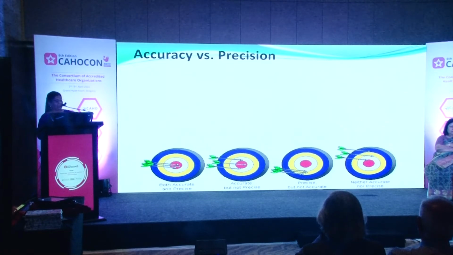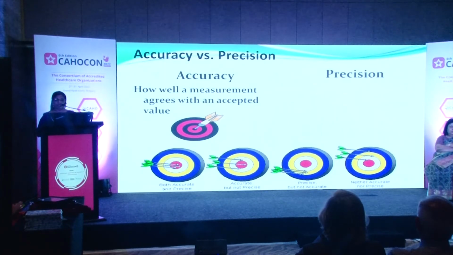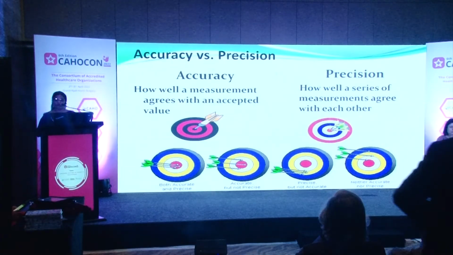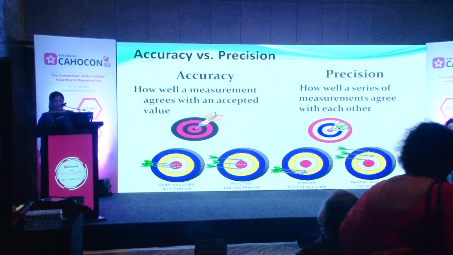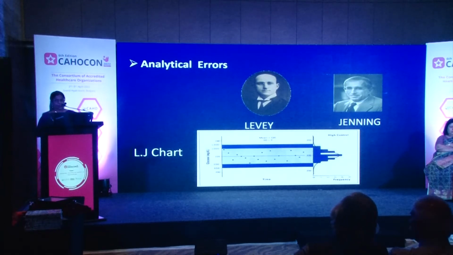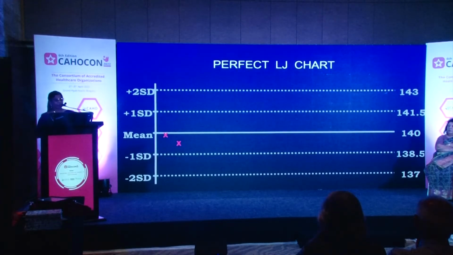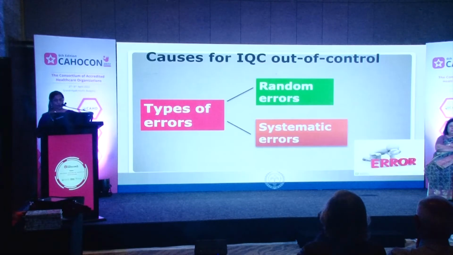So, accuracy is said to be how well a measurement agrees with an accepted value, and precision is how well a series of measurements agree with each other. Now, analytical errors are errors which can be picked up from a chart known as an LJ chart, which was designed by Levey and Jennings. So on this chart, the QC result is plotted every day for 30 days. This is a perfect LJ chart, which you all know.